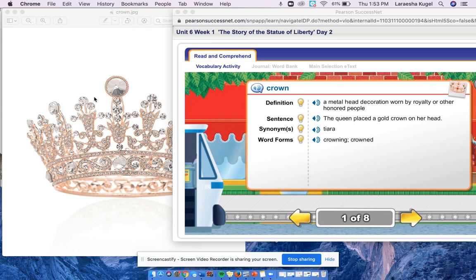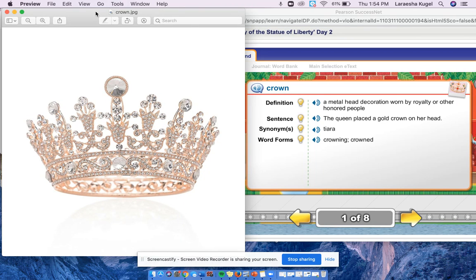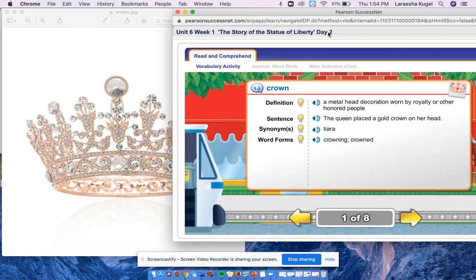Today we're going to go over our vocabulary for the week of the Statue of Liberty. And we're going to start with the word crown. So here's our picture of a crown. And a crown is a metal head decoration worn by royalty or other honored people. A sentence would sound like, the queen placed a gold crown on her head. Synonyms would be tiara, and you could also use it in the form of crowning or crowned.